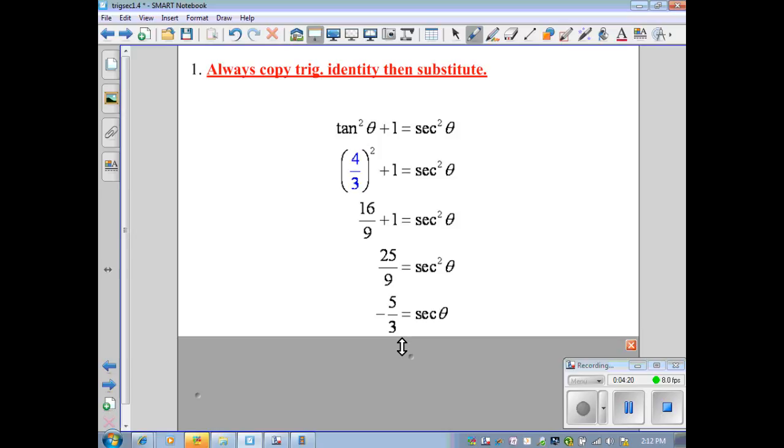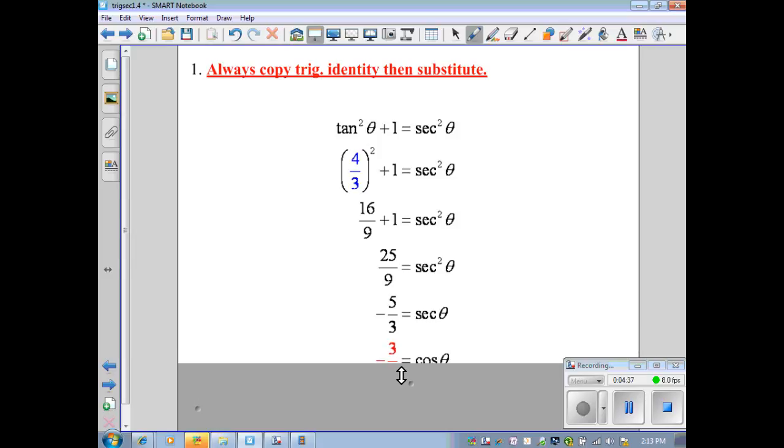But recall, cosine and sine are negative in quadrant 3, which was a constraint in the original problem. Therefore, if sine and cosine are negative in quadrant 3, so are their reciprocals, secant and cosecant. Now, once I know that secant is a negative 5/3, all we need to do is find the reciprocal, and I get a negative 3/5.